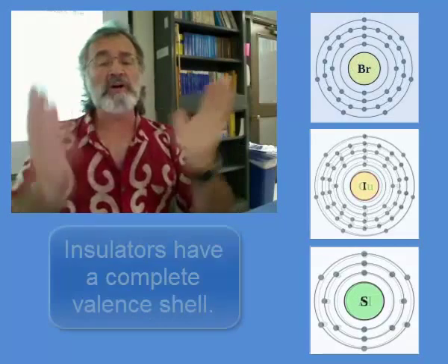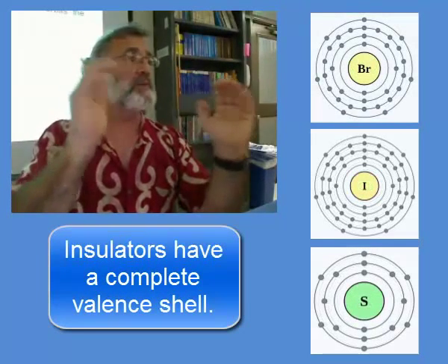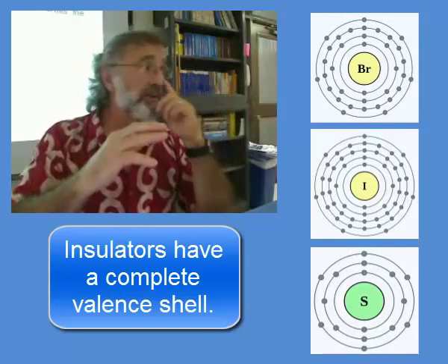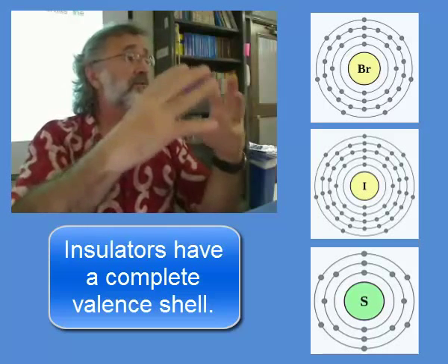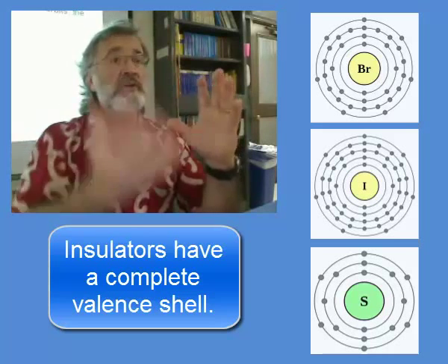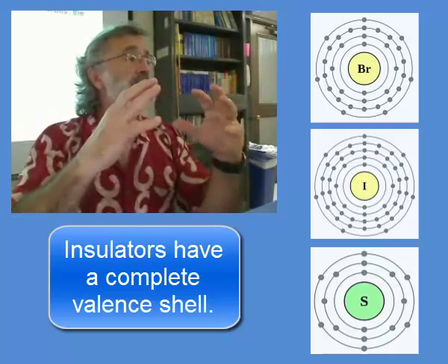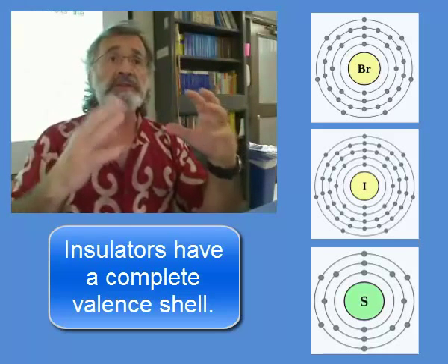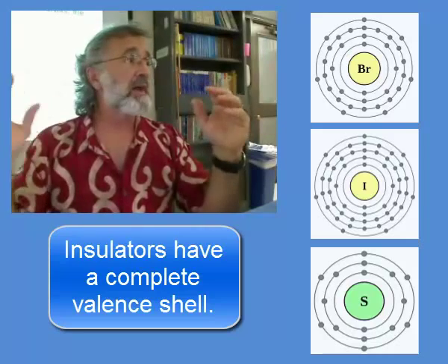When that outer shell, they call it the valence shell, the outer shell around the atom is complete, meaning if it wants to, like helium, it has to. If it has 8 in the outer shell, then it's complete, meaning it doesn't want to make compounds, and it takes a lot of external pressure to break that down. So you can't take an insulator and make it conduct.